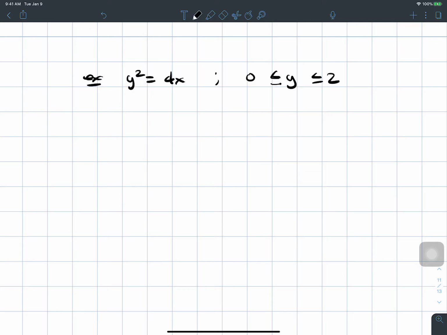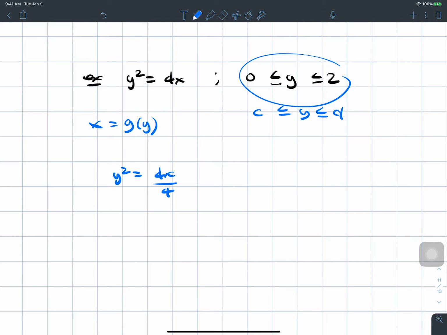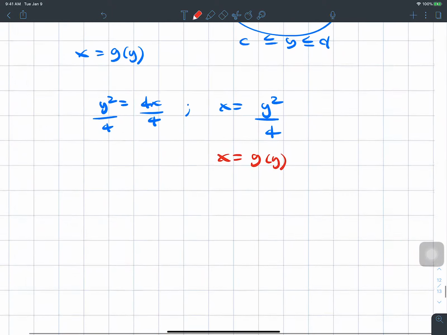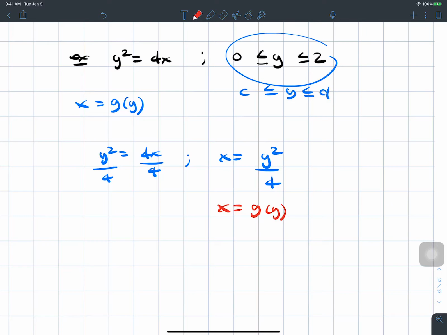And I want to remark here, we're going to use this form here. Because they gave us these y values, this is from C to D, we need to write x as a function of y. And that can be done because if we have y squared is 4x, if we just divide both sides by 4, we get x is y squared over 4. So this is all good to go. So I wanted to just show you guys that.